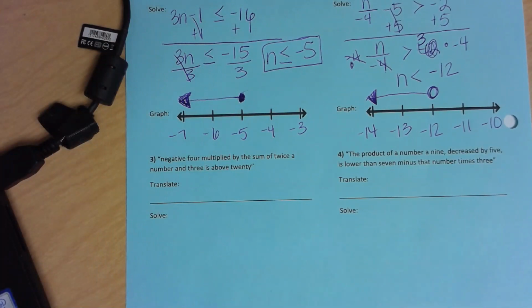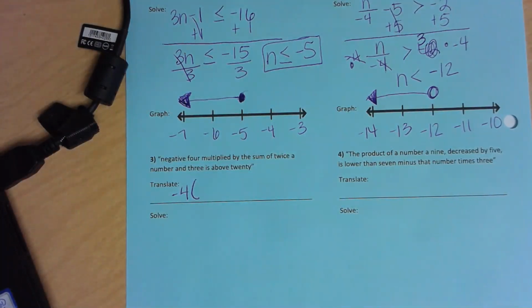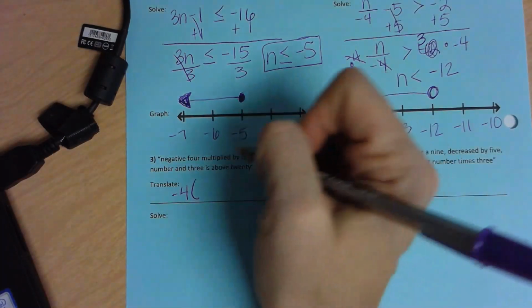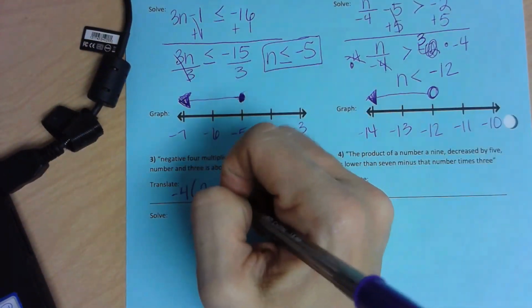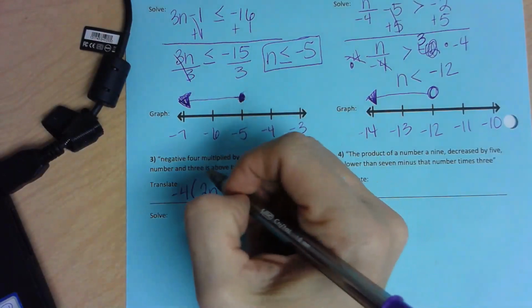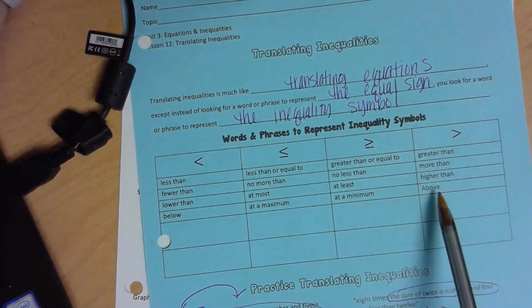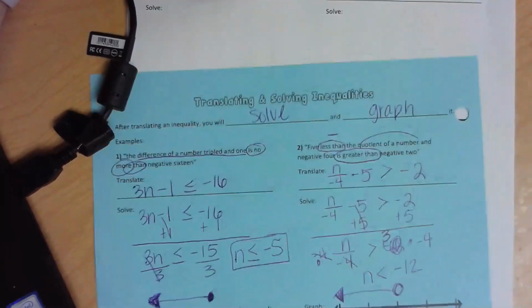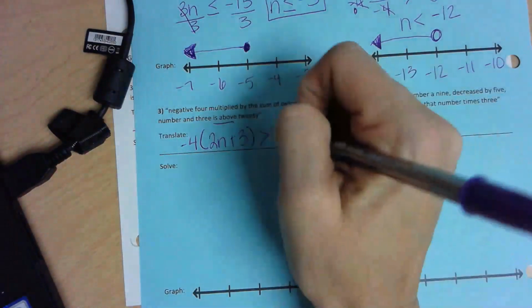Okay, negative 4 multiplied by the sum of twice a number and 3. So negative 4 multiplied, I'm going to put the parentheses, the sum of twice a number, 2n and 3, is above. Let's look back real quick. What does above mean? Greater than. Above, greater than. Not greater than or equal to, but just greater than. So is greater than 20.